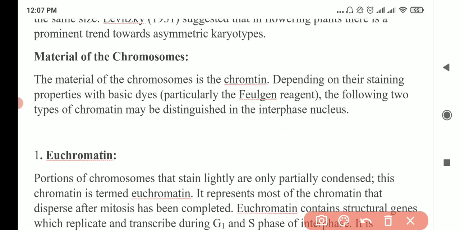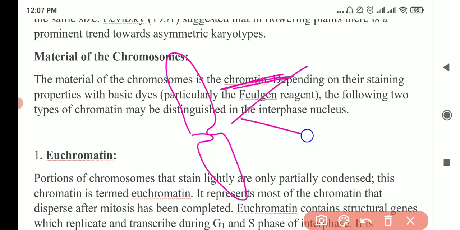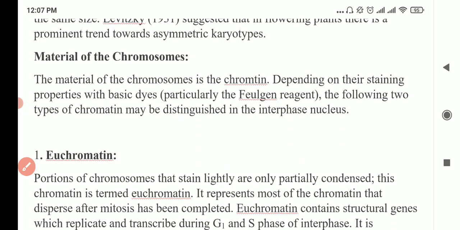So what is the chromosome made up of? Then you will tell me, Miss, chromosome is made up of chromatin. Then chromatin has 2 types. One is the euchromatin, one is the heterochromatin. So let's see what they are.